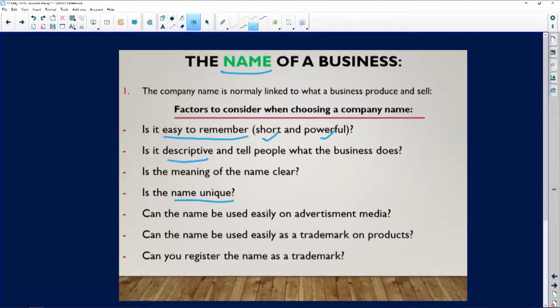That's very important. Can the name be used easily in advertisement? At the end of the day, you're going to advertise your company, and if you can't use that name effectively, you're going to have a problem. And then very important, businesses are registered, and you try to get a professional image for your business and you try to create a trademark. Can you register this name as a trademark? So when it comes to the name of a business, if you're starting up your own business in the tourism industry, it's very important that you consider these elements. At the end of the day, you have to pick the right name.